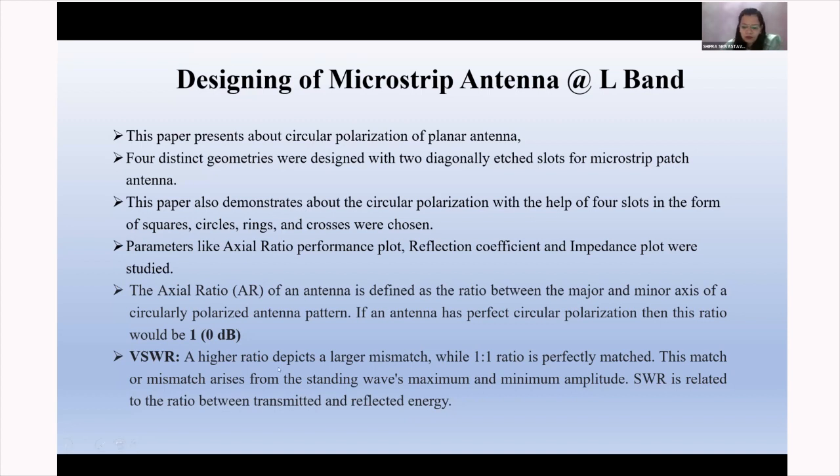And VSWR I will show you. What is VSWR? VSWR means voltage standing wave ratio. If the ratio is very large, we will say our antenna is not radiating effectively. If the ratio is 1:1, we can say my antenna is radiating in a very effective manner, meaning all the transmitted energy is transferred into space.